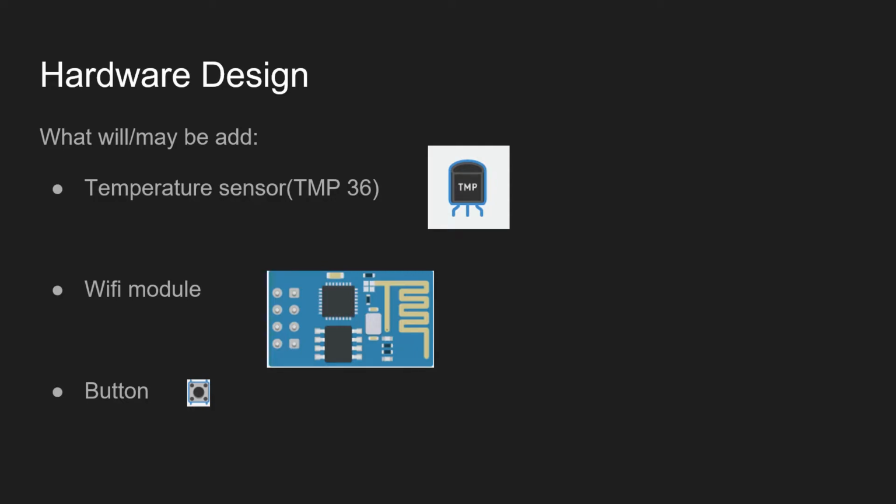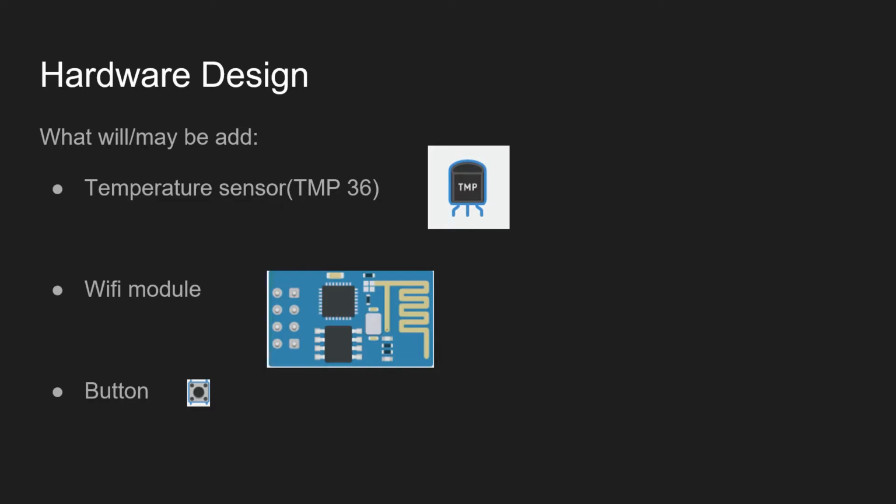For the hardware design, a component that we will add in the future is the temperature sensor, a TMP36 module, because we want to track and show the temperature data of the indoor environment as well. The Wi-Fi module is for sending the data to the server and the website for further analysis, and also for customers and users to view the data online in real time.